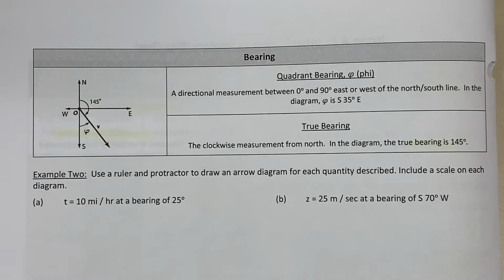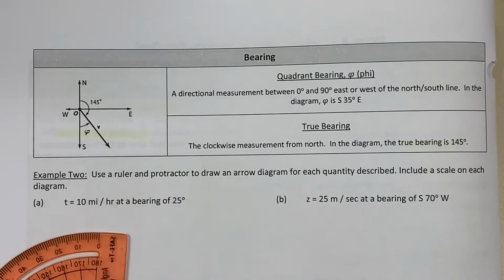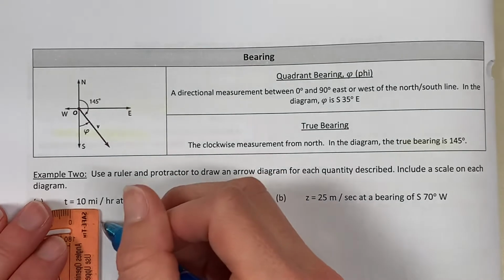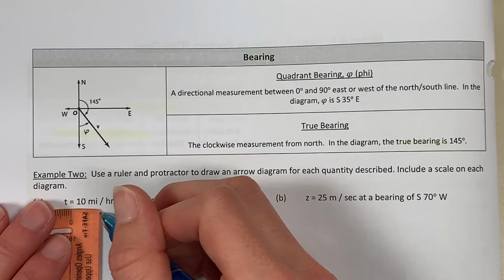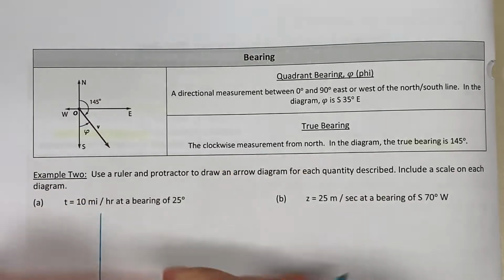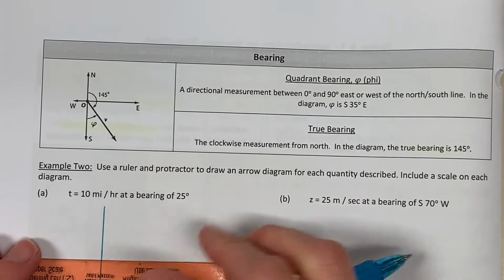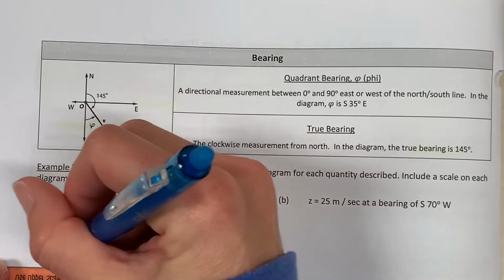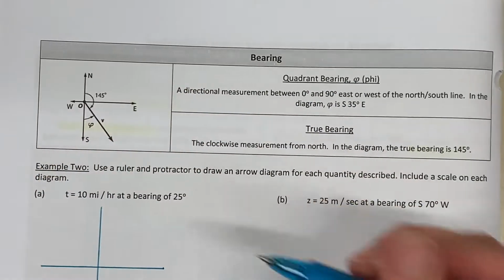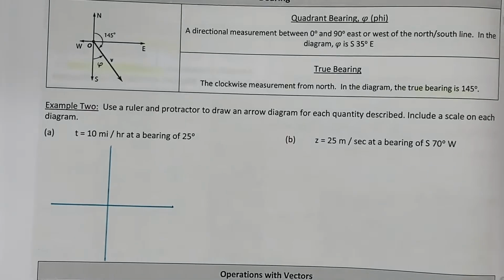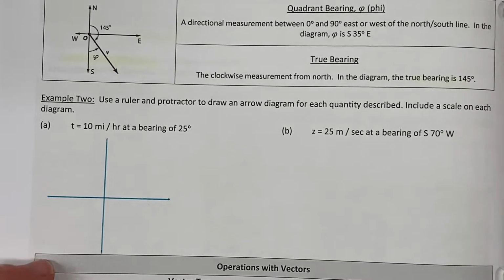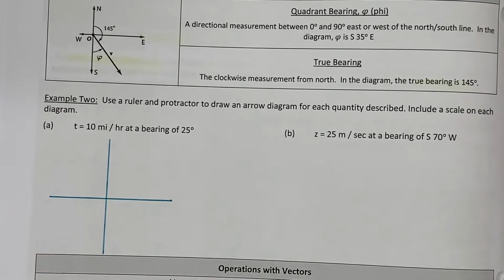of 25 degrees. First thing I'm going to do is take a protractor and draw a coordinate plane, nice and neat. So here and here. Now our vectors are going to be drawn in standard position, and T is going to be 10 miles per hour at a bearing of 25 degrees.